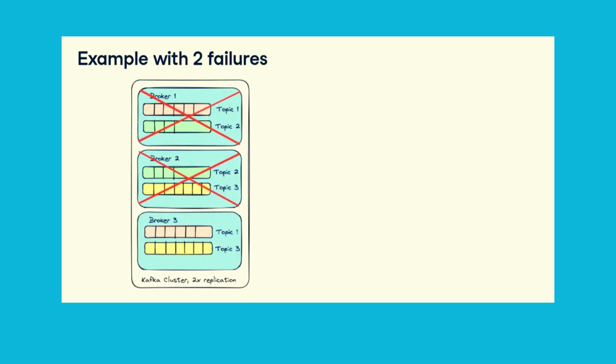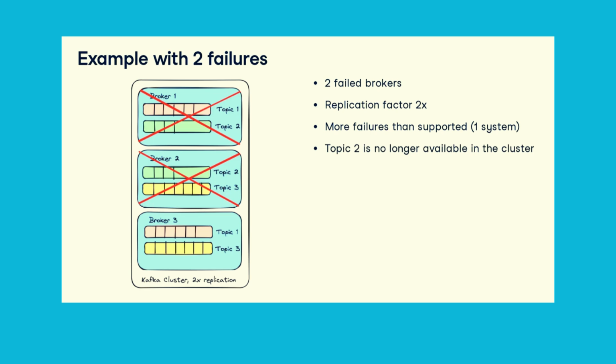Now let's consider losing 2 brokers. With our 2x replication factor, we're above our max failures, which means we will lose data. Topic 2 is no longer available in the cluster, but note that topics 1 and 3 are still available, so even in this massively degraded state, some data can still be available.